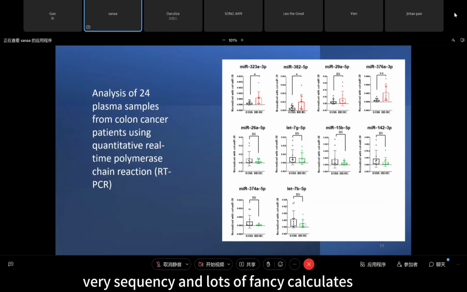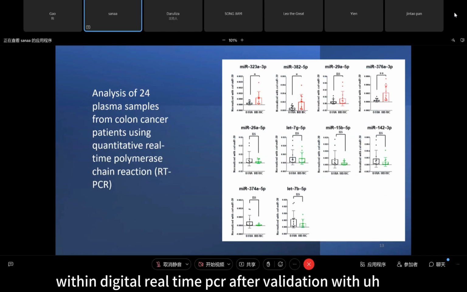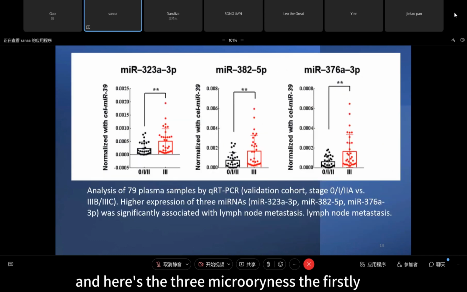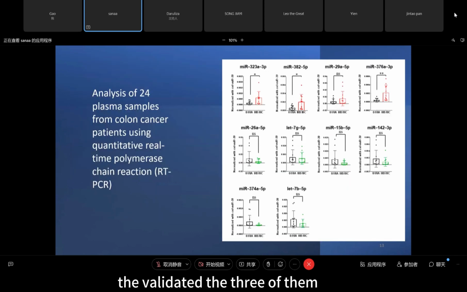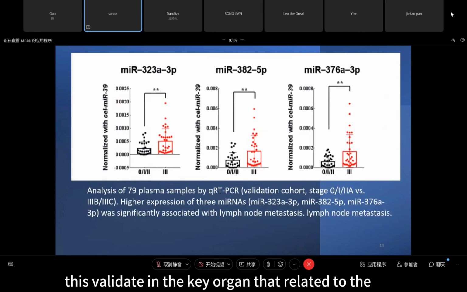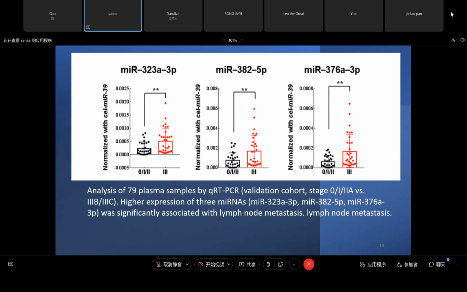First, you can see the analysis of 24 plasma samples from colon cancer patients using quantitative real-time PCR, after validating the result from the nanostring technology. And here are the 3 microRNAs. Firstly, they validated the three of them in 79 samples, and then they validated the 3 of them that are related to lymph node metastasis.